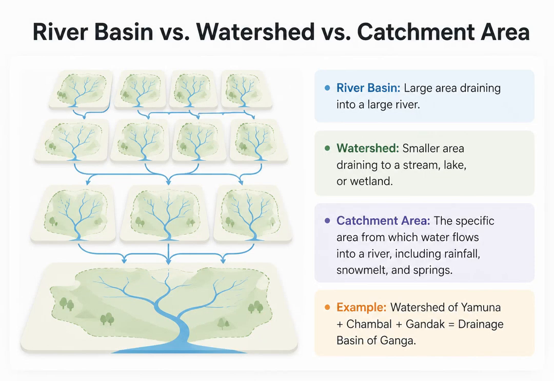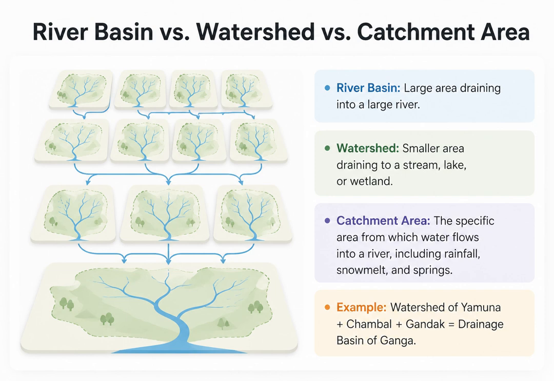It is important to distinguish between a river basin, a watershed, and a catchment area. Both river basins and watersheds are areas of land that drain to a particular water body. However, a river basin is large and drains into a major river, while a watershed is a smaller area draining into a smaller stream or lake. Multiple watersheds make up a river basin. For example, the watersheds of the Yamuna, Chambal, and Gandak rivers all combine to form the massive drainage basin of the Ganga.